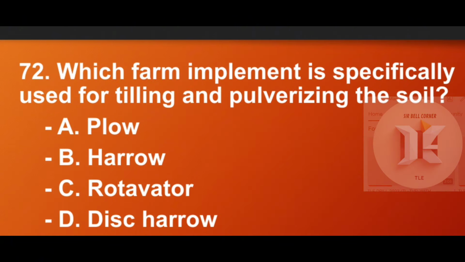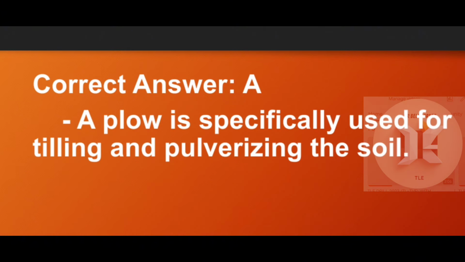72. Which farm implement is specifically used for tilling and pulverizing the soil? A. Plow. B. Harrow. C. Rotavator. D. Disc harrow. Correct answer. A. A plow is specifically used for tilling and pulverizing the soil.